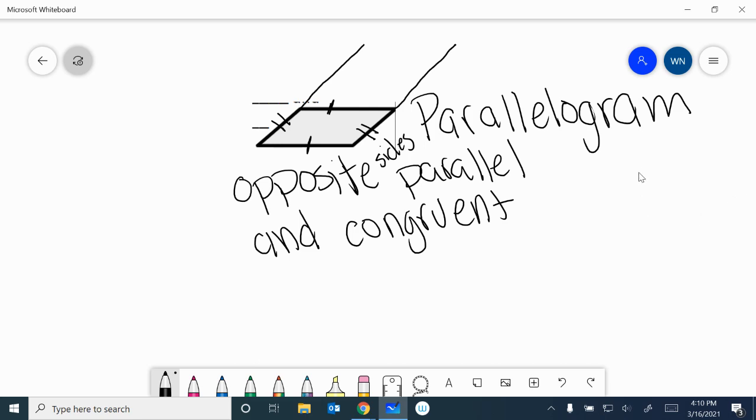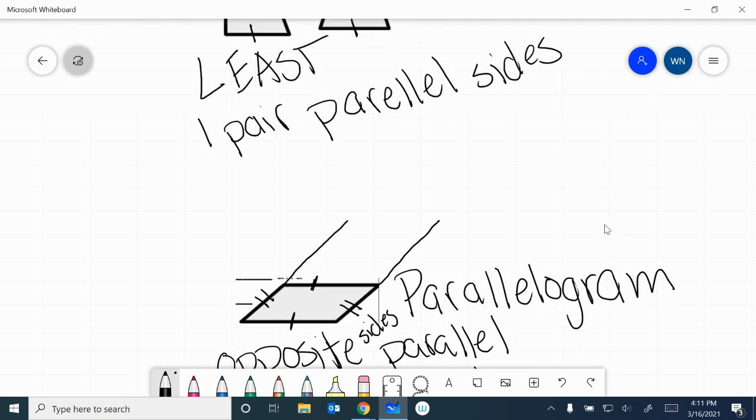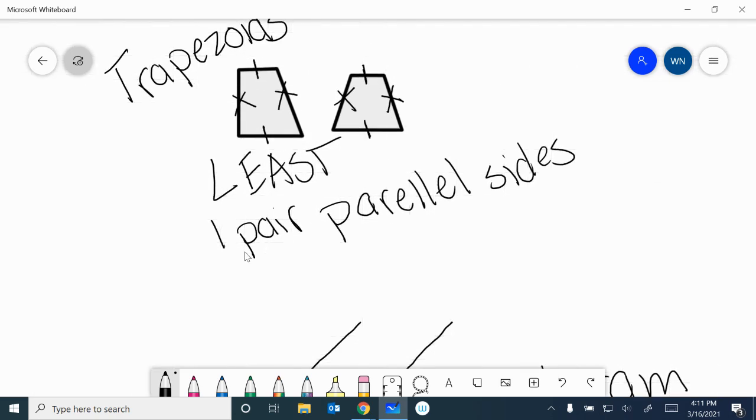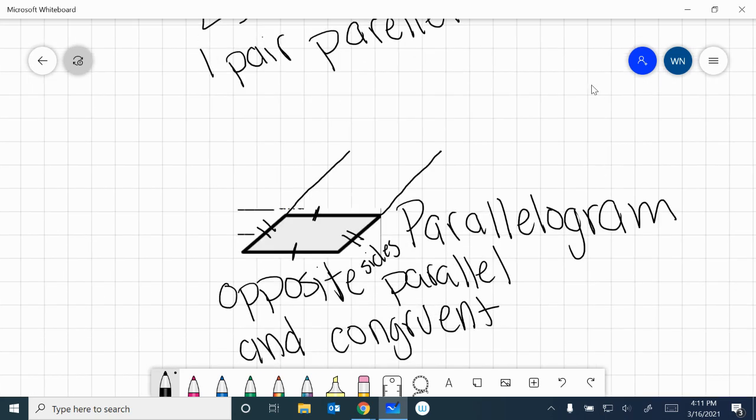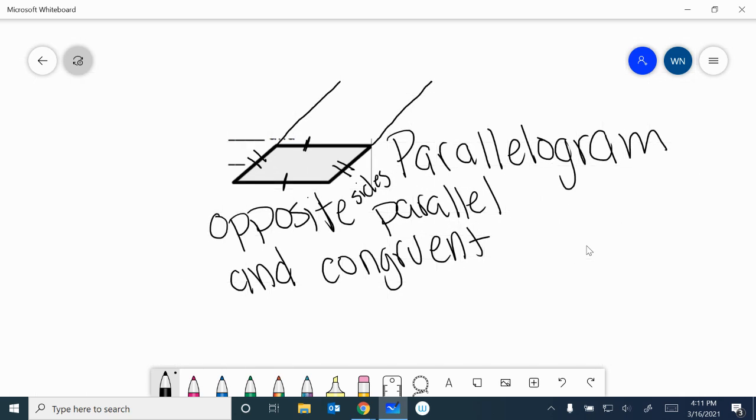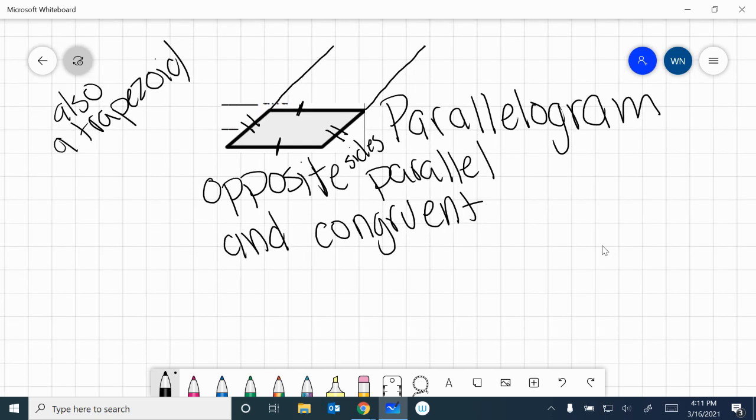Actually, let's back it up. Remember how a trapezoid had to have at least one pair of parallel sides? This parallelogram has at least one pair of parallel sides. So we can say that this parallelogram is also, you don't have to write this, a trapezoid, because it's got at least one pair of parallel sides. That's going to get a little confusing and exciting as we keep on going.